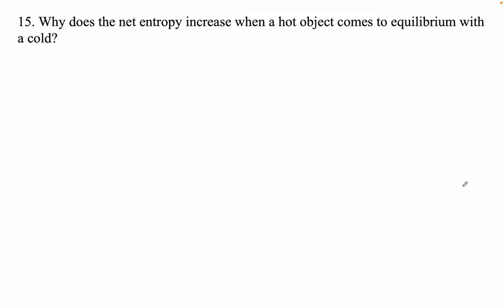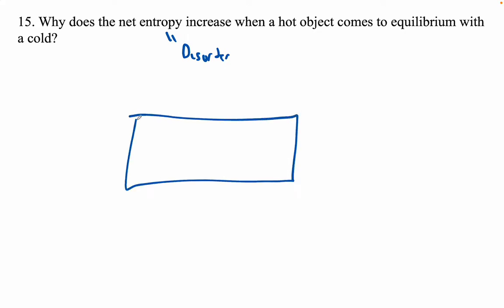Why does net entropy, remember entropy is like disorder, right, increase when a hot object comes to equilibrium with a cold one? So let's just draw a simple picture here. I'm going to answer this two ways. Let's answer it conceptually first. So here's hot, here's cold.